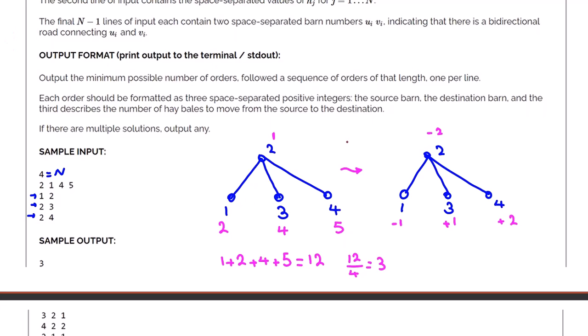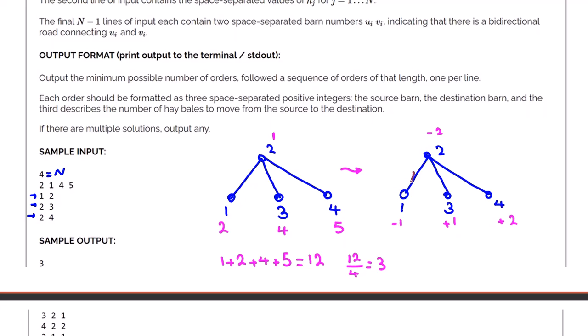Now let's see how we can move. It says with the minimum possible number of orders, output a sequence of orders of that length, one per line. Here we have one smaller than the value we want. We want to reach 0 for all of them. I've considered each of them minus 3, so we should reach 0.